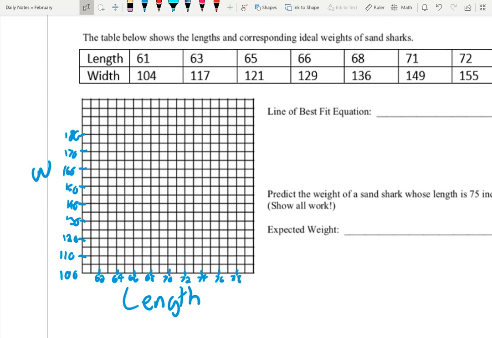So 61 and 104. So 61 would be here. 104 would be there. Let me do this in red, actually. So that's about there. 63 and 117. 63, 117 would be about there. 65 and 121. 65, 121, about there. 66, 129. 68, 136. 71, 149. About here. 72, 155. Right there.